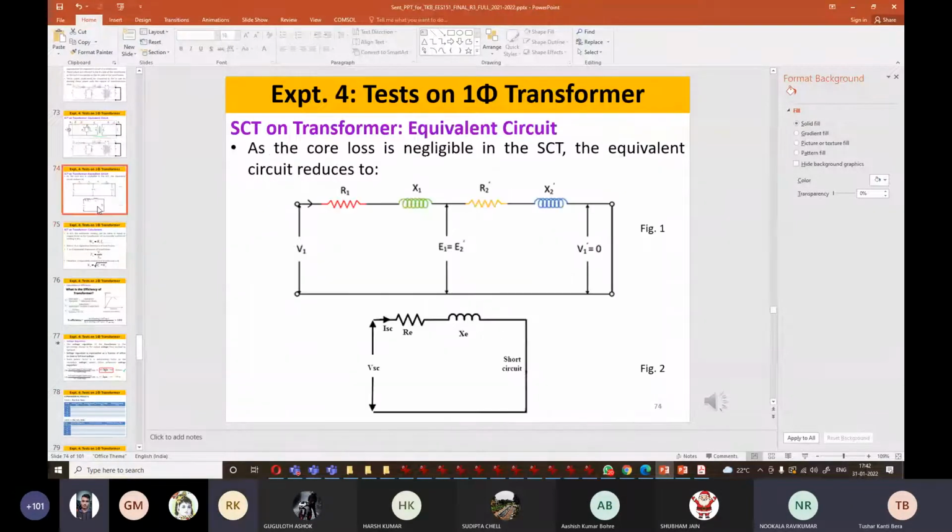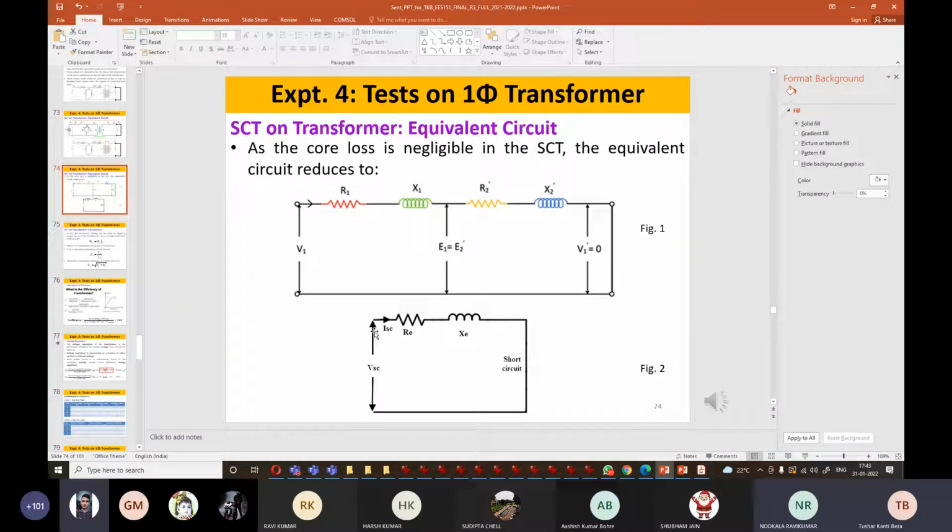Okay, VSC means short circuit voltage applied to the primary winding. Whatever voltage was there, we noted, that is approximately 17 or 18 volt. So that voltage is nothing but VSC. It means the voltage during short circuit condition. SC stands for short circuit.